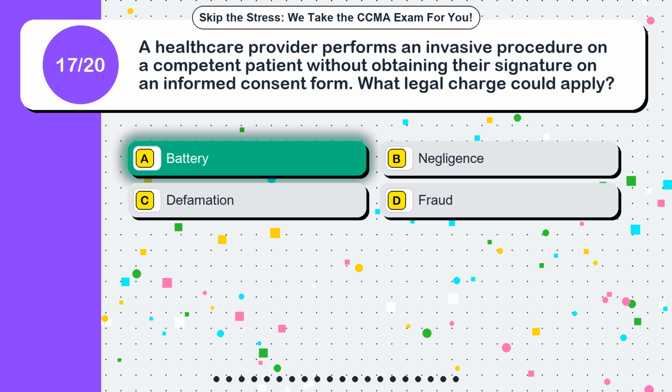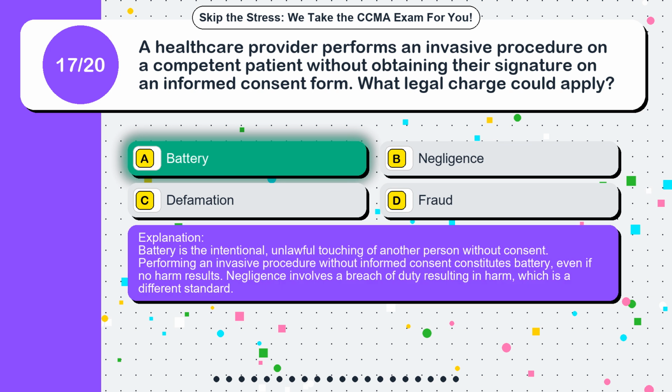Battery. Battery is the intentional, unlawful touching of another person without consent. Performing an invasive procedure without informed consent constitutes battery, even if no harm results. Negligence involves a breach of duty resulting in harm, which is a different standard.